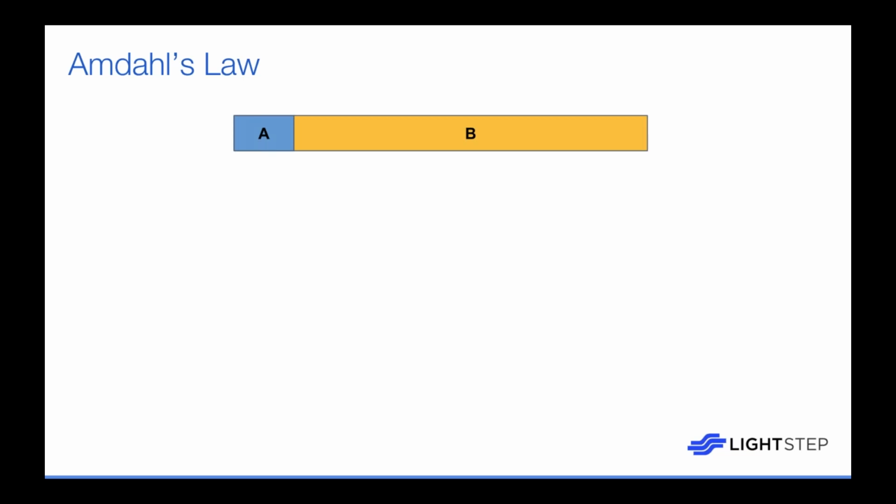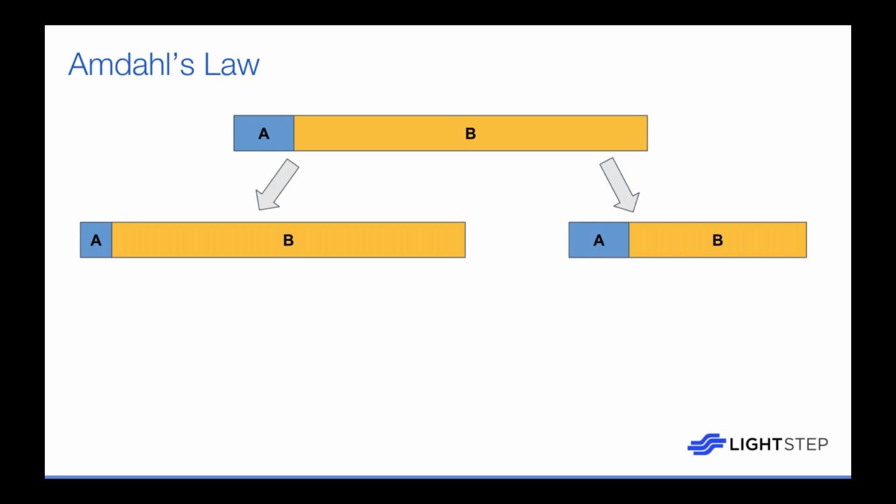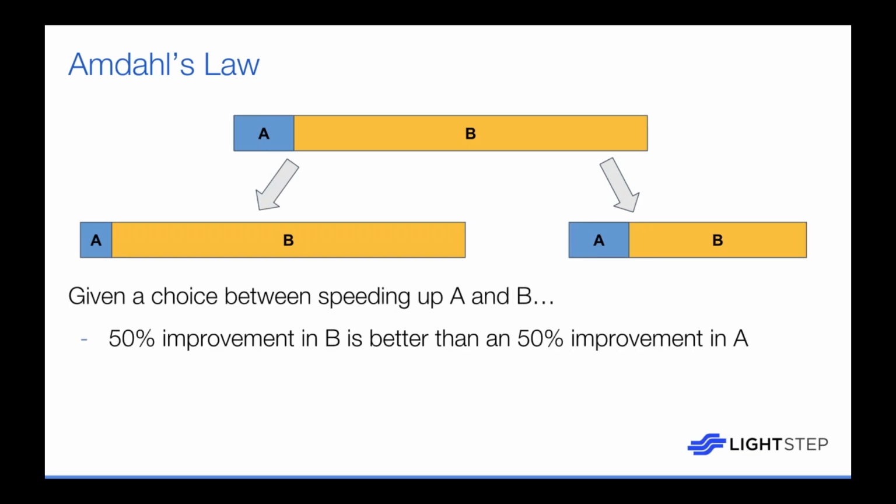So just to take a super simple example, say that we've got this work here to do. Again, think of the time passing from left to right here, and we can break this task down into these 2 pieces. On the left, say service A is doing some work, and then on the right, service B is doing some work. This might seem a little bit obvious, but if we improve service A, it's not really going to matter that much. On the other hand, if we can improve service B by the same proportion, that'll have a really big impact. So given a choice between speeding up A and B, a 50% improvement in B is going to have a way bigger impact than a 50% improvement in A.